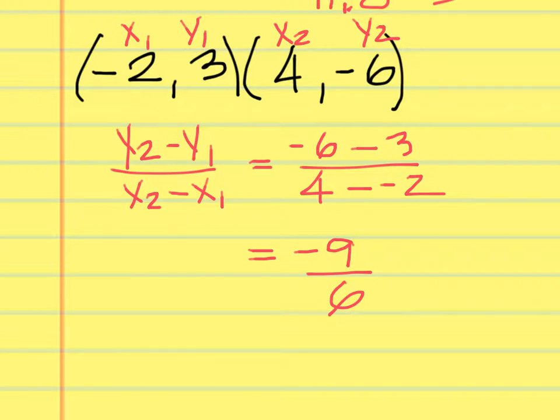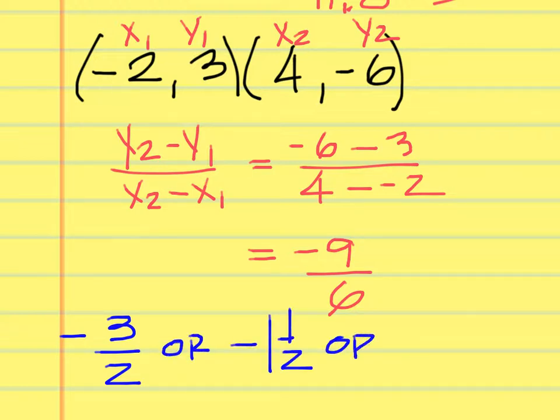Remember, you must simplify your answers. So one possible answer could be a negative 3 over 2. Or it could be a negative 1.5. Or you can do negative 9 divided by 6 and come up with a negative 1.5. If you have any of those three answers, come on up.